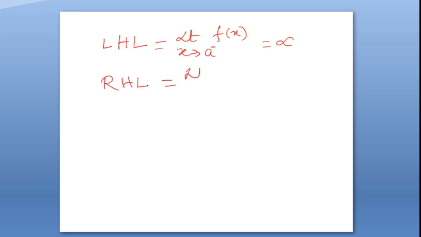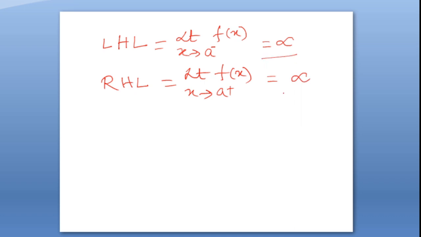Now one important point is here. We know that if the left hand limit is equal to the right hand limit, then the limit exists. Here I am taking one limit, the left hand limit, that is the limit of f(x) as x tends to a minus, is equal to infinite. Next, the right hand limit I am taking as the limit of f(x) as x tends to a plus, it is also infinite.